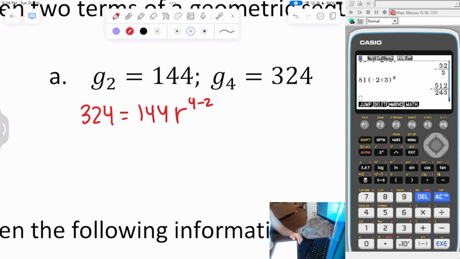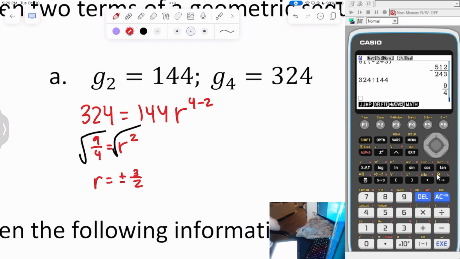So let's divide both sides by 144. 324 divided by 144. That's 2.25, but let's see what it looks like as a fraction. Is it nice? And yes, it is nice. So I'll say 9 over 4 is equal to r to the power of 2. And to solve for r, I'll take the square root of both sides. And I get that r is equal to plus or minus 3 halves. Recall that anytime you take the square root of a number, it's going to be plus or minus that specific number.